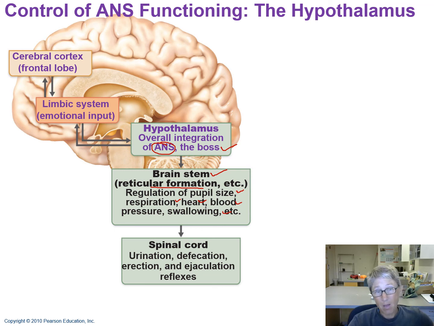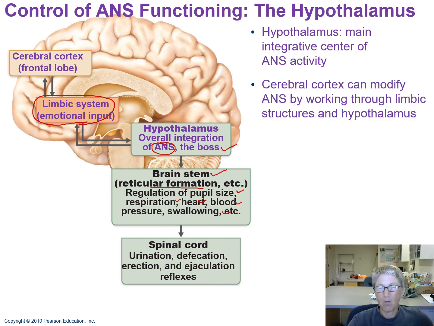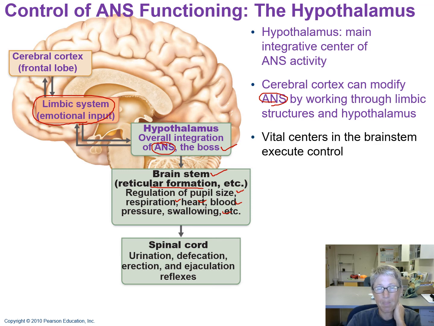But even though the hypothalamus is the boss of the autonomic nervous system, the hypothalamus gets information from the limbic system. The limbic system is your emotional center. The limbic system also has a two-way street of communication with the cerebral cortex, your frontal lobe. But the hypothalamus is the main integrative center of the autonomic nervous system. The cerebral cortex can modify the autonomic nervous system, working through the limbic structures and the hypothalamus.